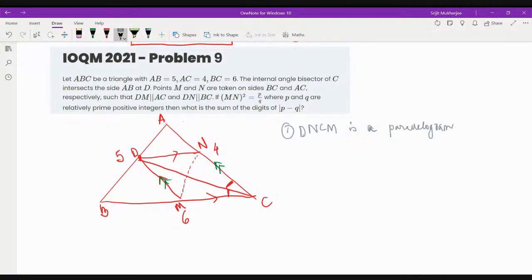Okay, DNCM is a parallelogram. If DNCM is a parallelogram, and observe that it doesn't happen always, in a parallelogram the diagonal is bisecting the angle. This also means this is also the angle bisector. This too means this is isosceles. This side is equal to this side, which is equal to this side, which is equal to this side. So it's actually DNCM is a rhombus, because all the sides are equal.